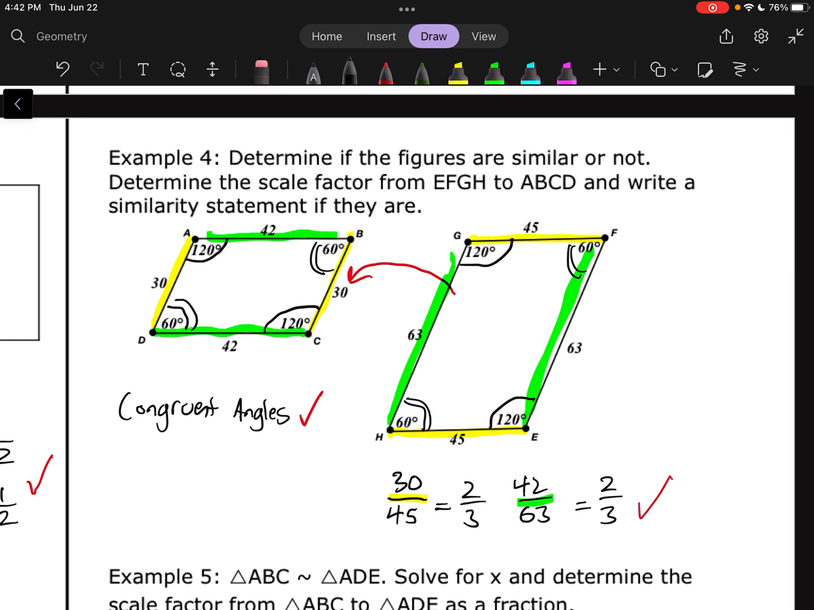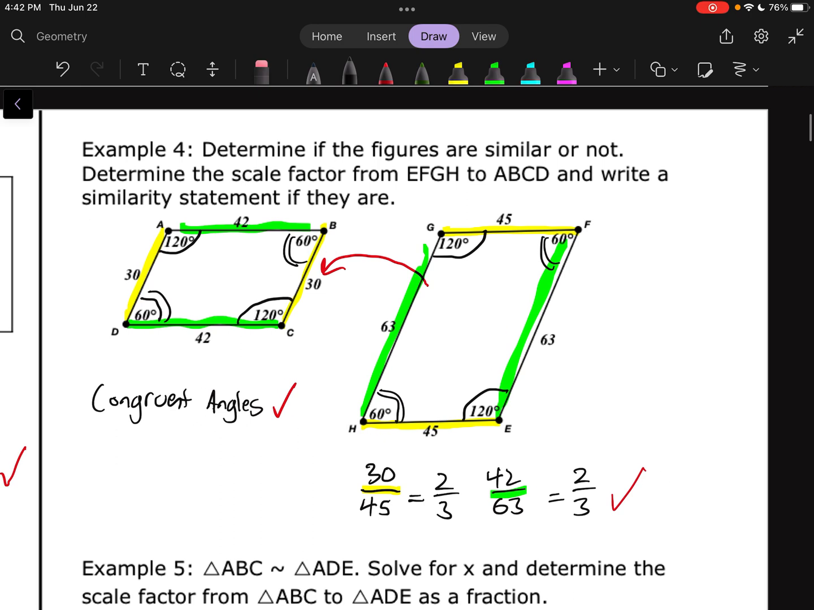So here's what we'll say. We will say that they are similar. We will say that the scale factor is 2/3. And then we will say for a similarity statement, I could say let's do EFGH.